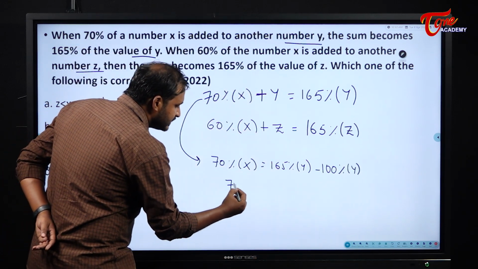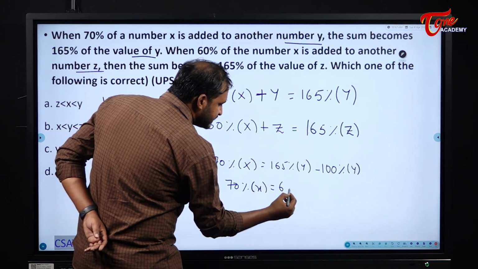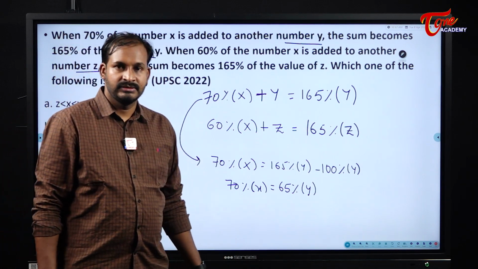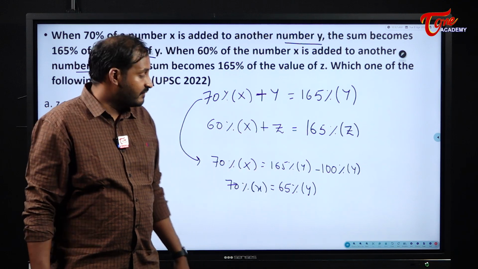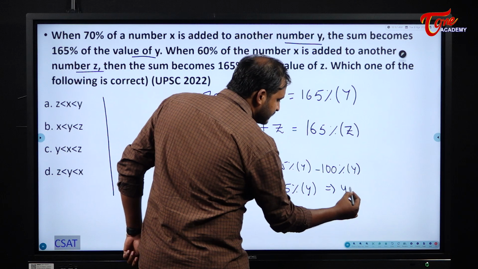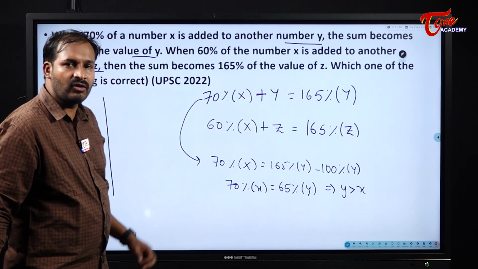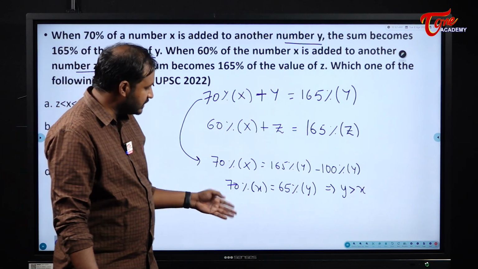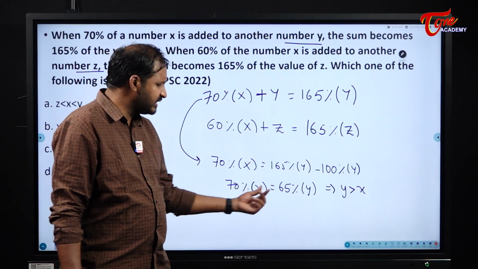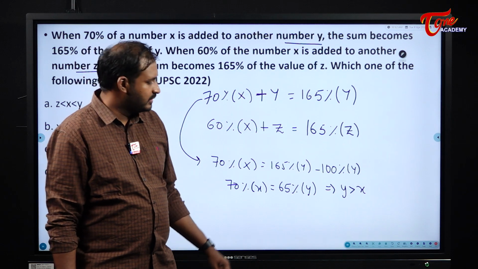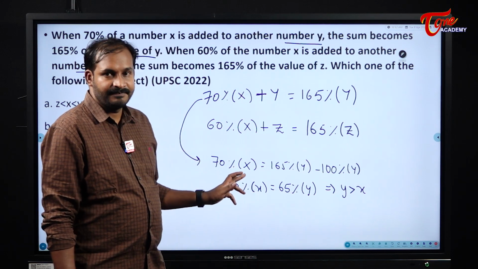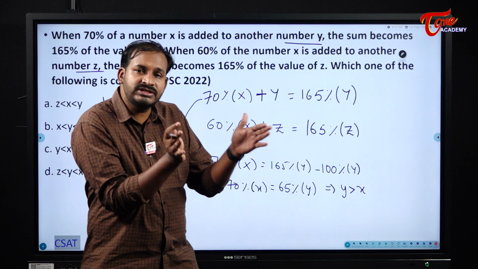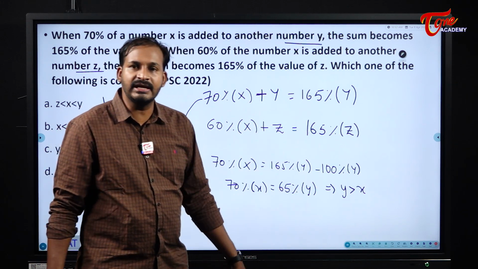So from this, 70% of x will be equal to 65% of y. Now tell me which of these two values is bigger, x or y? From this, y is greater than x. If you have any doubt about which one is bigger or smaller, try to compare which coefficient is smaller or bigger. 70% of x is equal to just 65% of y, which means y will be greater than x. This is the first one.